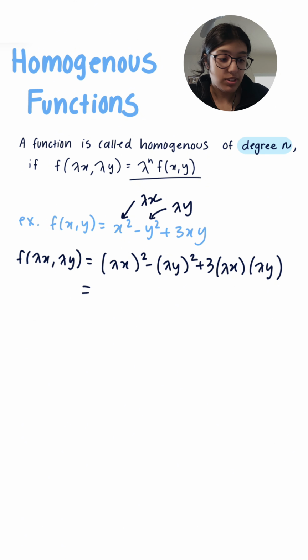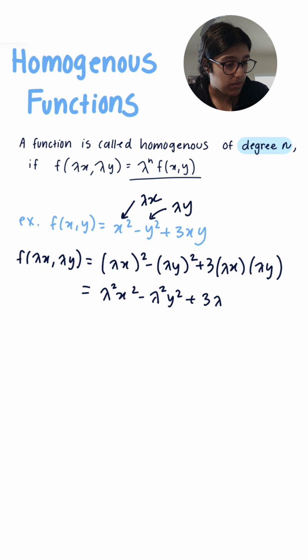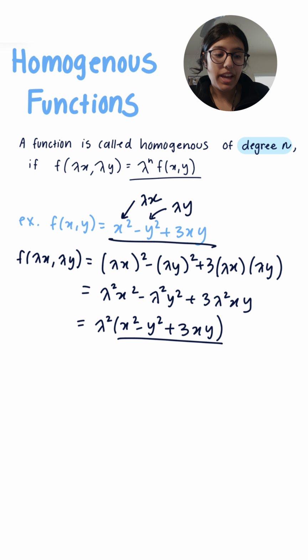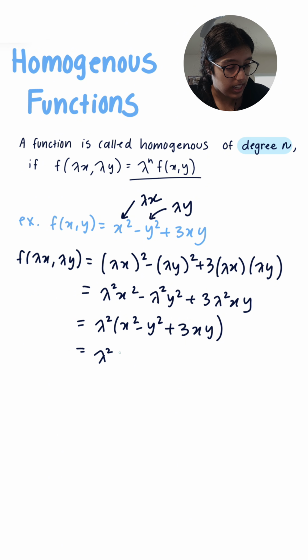And then from here, I'm going to simplify. So lambda squared x squared minus lambda squared y squared plus 3 lambda squared xy. A common factor I see here is definitely lambda squared, so I'm going to take that out. And what do you know? This is exactly what we had in the question, and what we had in the question is f of x comma y. So I'm going to replace the thing in parentheses with f of x comma y.